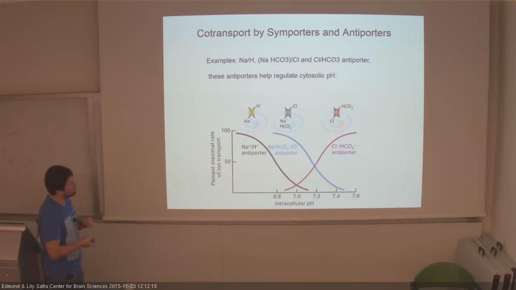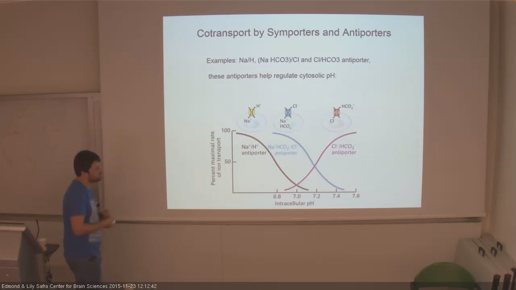So in this case, we're going to talk about three types of antiporters: the sodium-hydrogen, the sodium-bicarbonate and chloride, and the chloride-bicarbonate antiporters. When the pH of the cell tends towards the acidic side, then the activity of this specific transporter is very high.